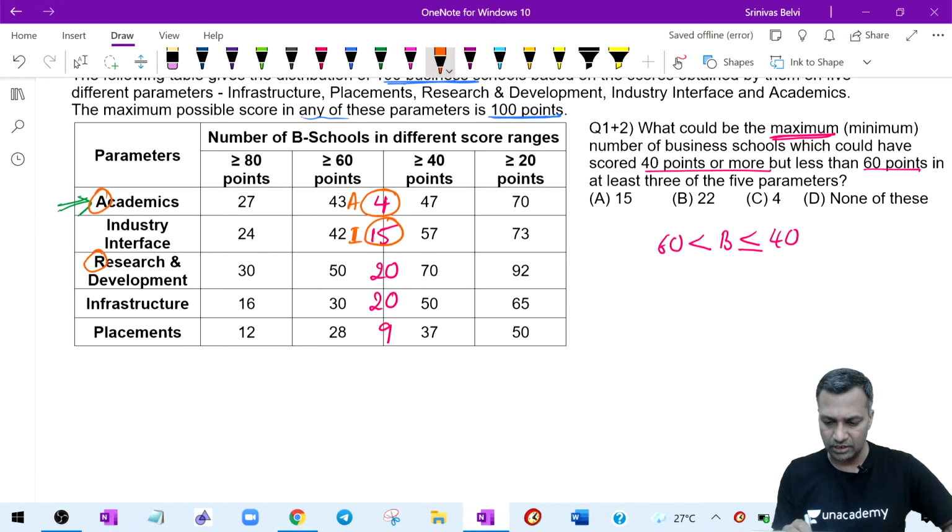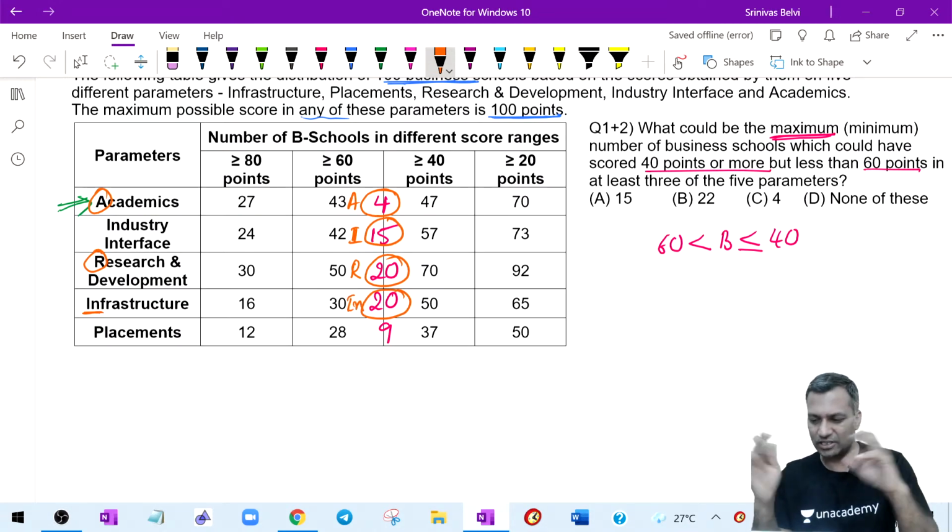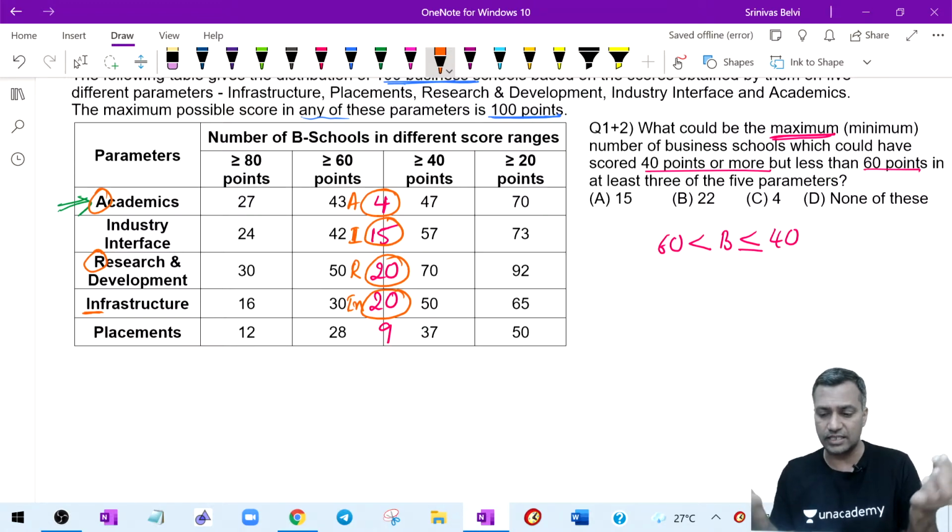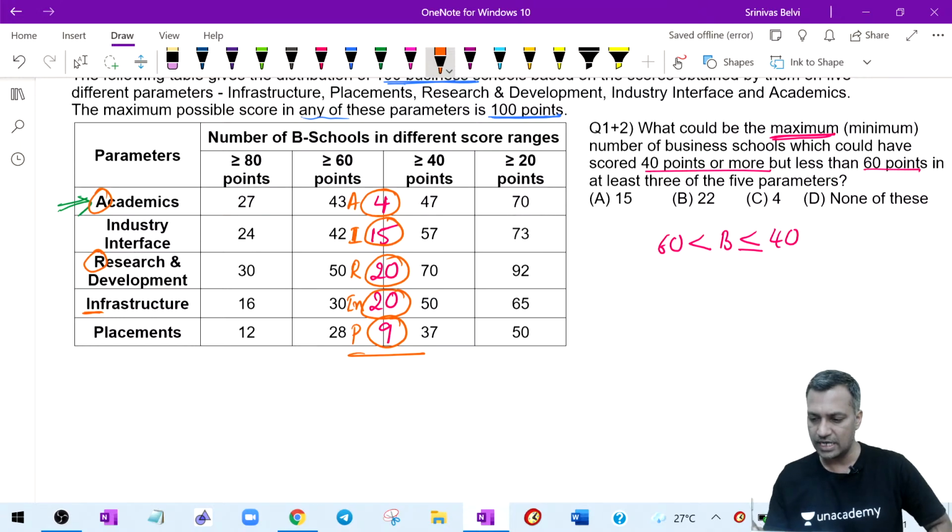Those who qualified in research, who got points between 40 and 60, 20 coupons on which I will print R for research. There are another 20 coupons on which I will put IN, infrastructure. You may say this printing of I is just a story. I wanted you to understand that these are the instances, the tokens you have to distribute at the end of this study. This is the benchmark we set up yesterday. For placements, these 9, I will print P. How many tokens do I have in total? I will add up these numbers: 4, 15, 20, 20, 9, which gives 68 tokens in total.